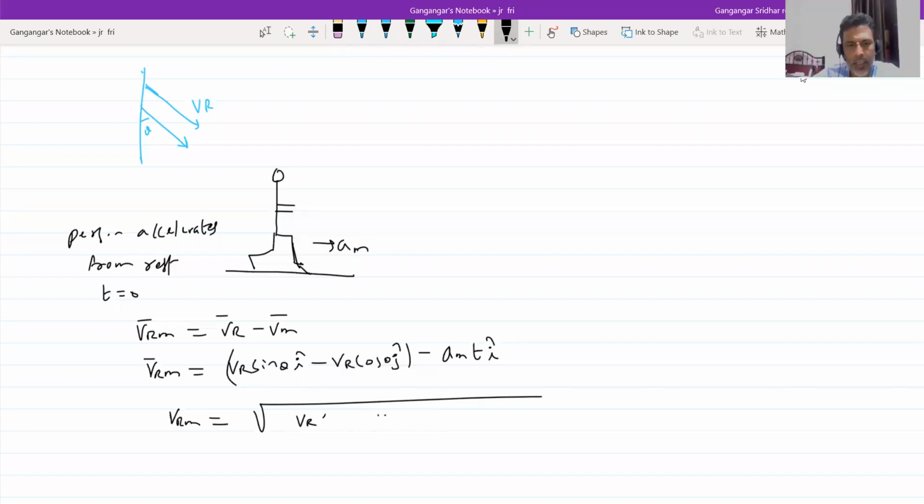I'll group all this. Vr sine theta minus am whole square plus.